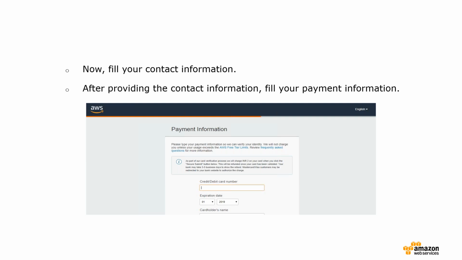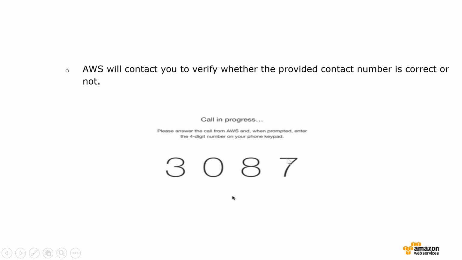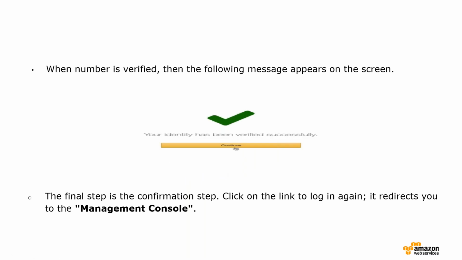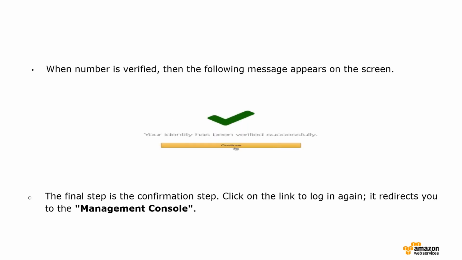Once you provide the credit card details, it will ask you to confirm your identity. You have to supply your phone number, and then you'll get a call from AWS. You have to enter this code. Maybe for you it may be different. You'll get two-factor authentication codes, you supply them here, and once it is done, your identity has been verified successfully. This is the prompt page. Within 24 to 48 hours, your account will be activated. Then you can start using your AWS services.